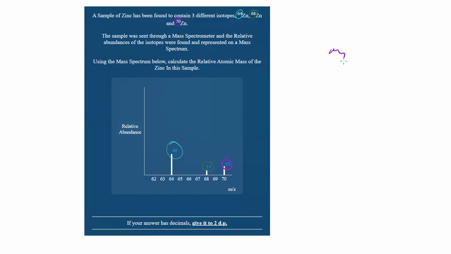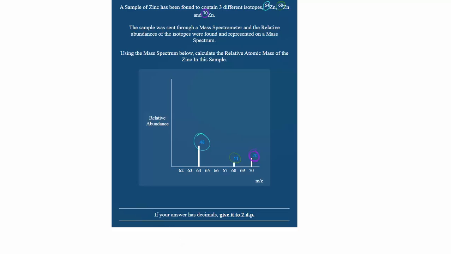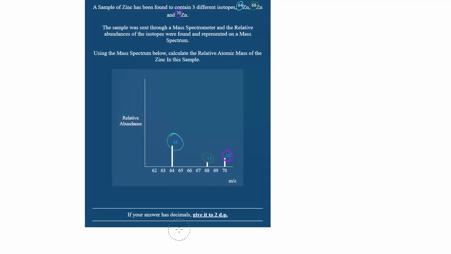Okay, that's not erasing. I'm not sure why. Anyway, let's just go back to the pen. Okay, so I'm going to use this space over here to effectively work that out.